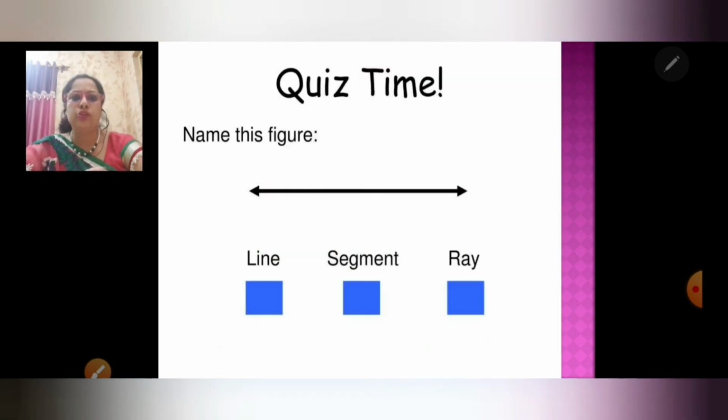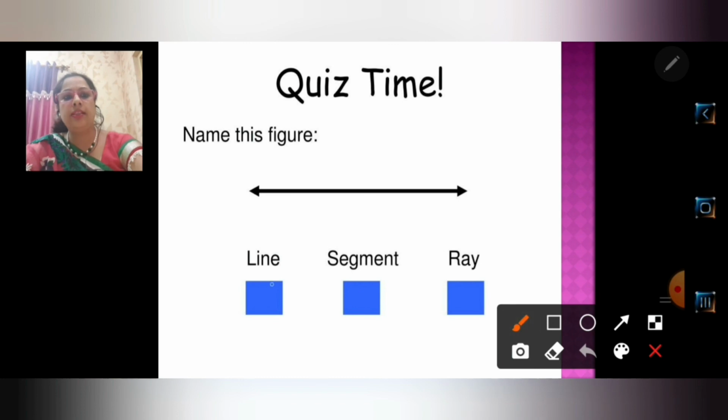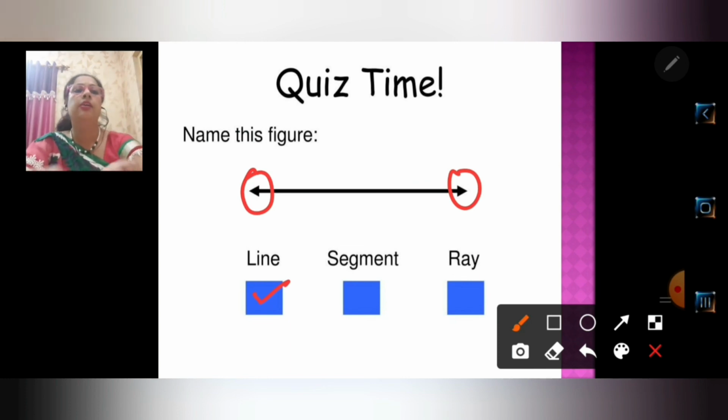Quiz time. So name this figure. Children, this is a line because it has two arrows which show that the line extends indefinitely from both the directions. They are having two arrows, that means it is a line.